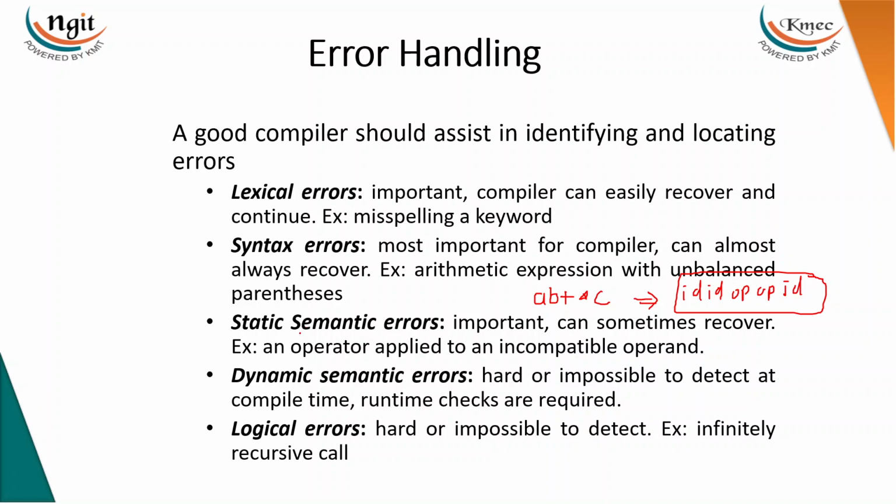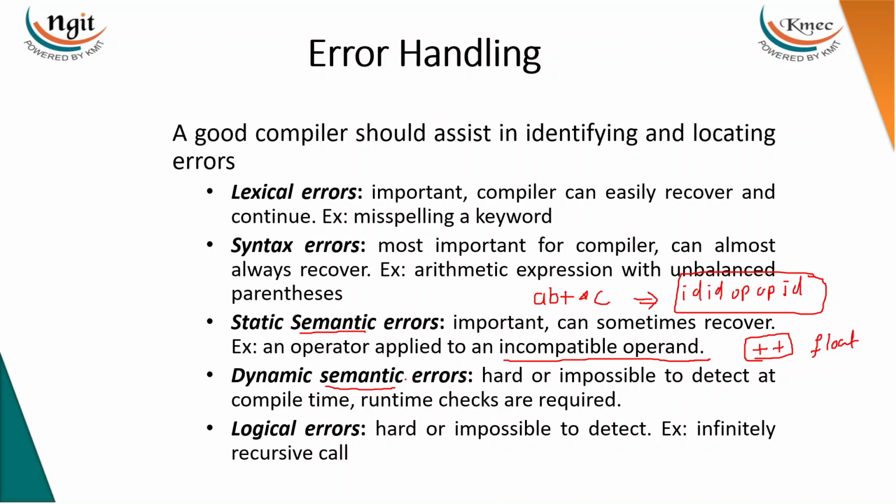Or sometimes semantic errors. They are divided again into 2 types: static and dynamic. Static semantic errors mean an operator is applied to incompatible operands. For example, in the C language, increment or decrement operators are applicable only to integral data types, like integer or character. But applying increment or decrement operators to the float data type will give a static semantic error. We come to know at the time of compilation.